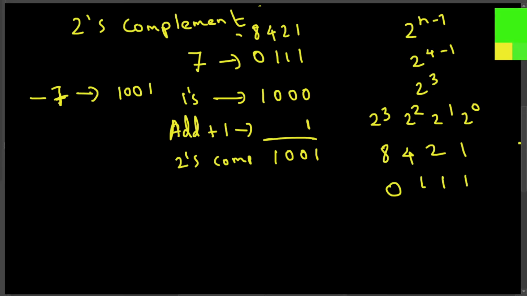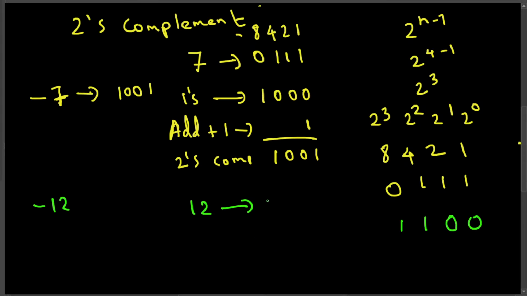Now let's look at another example. Let's say you want to find out, you want to express -12. Again, you have to do the 2's complement because this is a negative number. You can do that with 2's complement to express -12. Now let's look at 12 first. 12 in the 4 bits number system, 8 plus 4, that is 12. So 1, 1, 0, 0. So you can write 1, 1, 0, 0 for 12 in binary conversion.